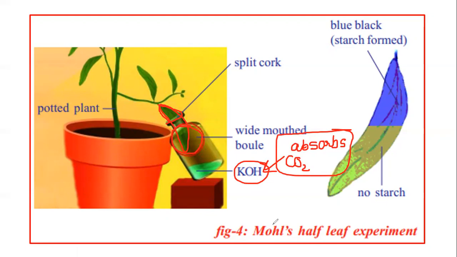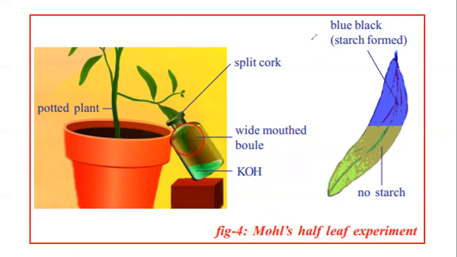As I have already told you, this is the half-leaf experiment, and it was proposed by Moll. So Moll's half-leaf experiment. Finally, the conclusion is that in the portion kept inside the bottle, there is no carbon dioxide, so there is no starch formation, or no photosynthesis has occurred. But the part of the leaf that has been exposed to the air actually turns blue-black in color. What does the blue-black color indicate? It indicates that starch has been formed, so it indicates the presence of starch.